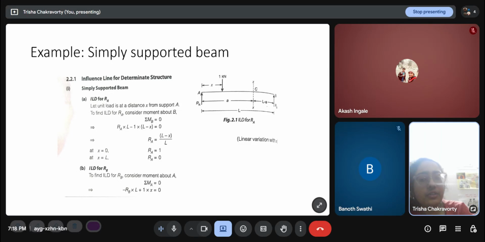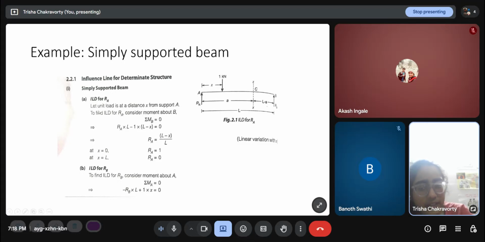So, influence line diagram for a determinate structure. The simply supported beam. Suppose this is a simply supported beam, and I want the influence line diagram for the reaction at A. You can choose any reaction, any bending moment at any section, a shear force at any section, a deflection at any section. That is the quantity you have to fix for ILD. So the ILD for RA is what we are looking at now. I will move a 1 kilonewton load from A to B, and see how the reaction RA is going to vary.